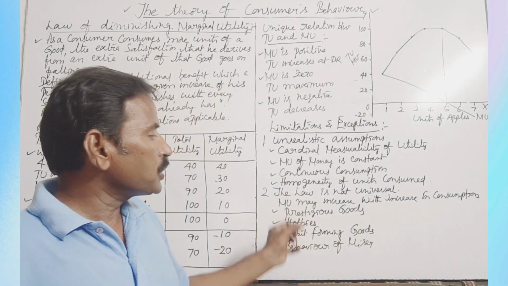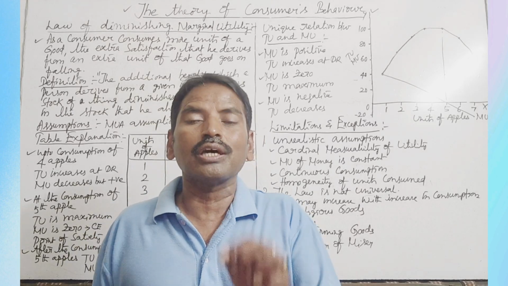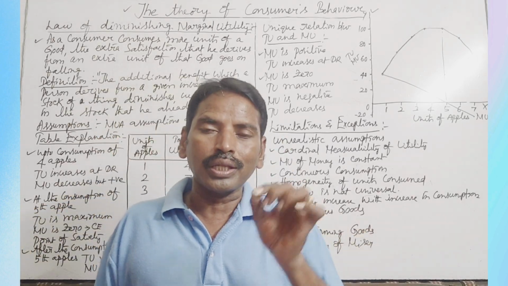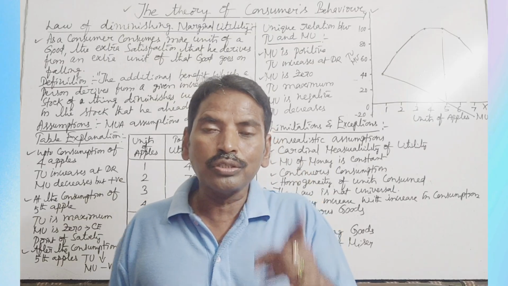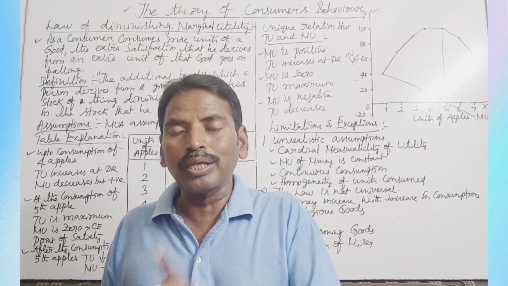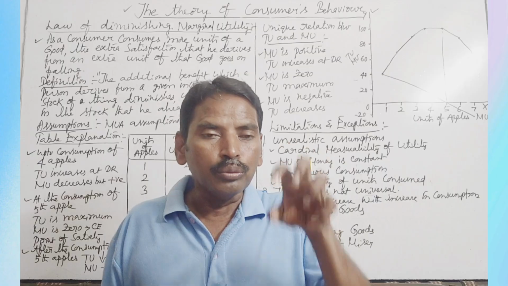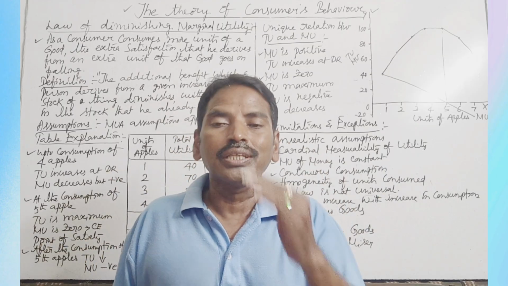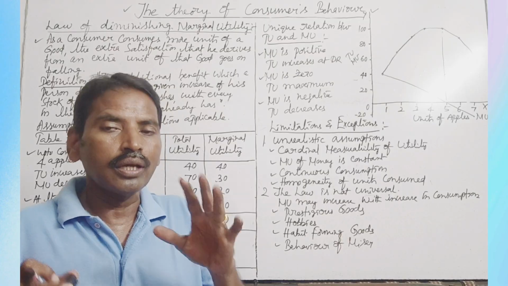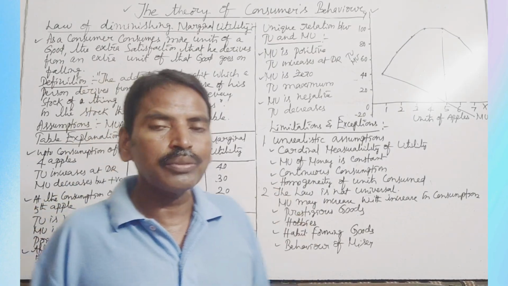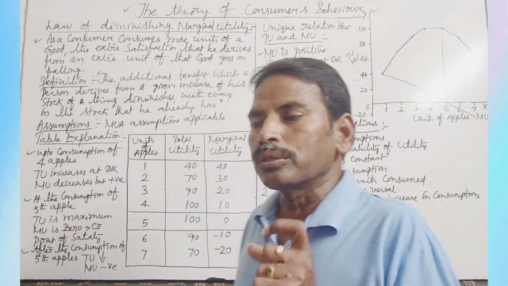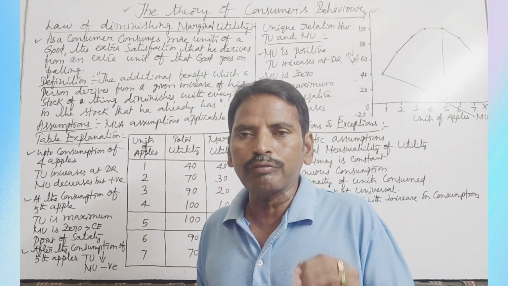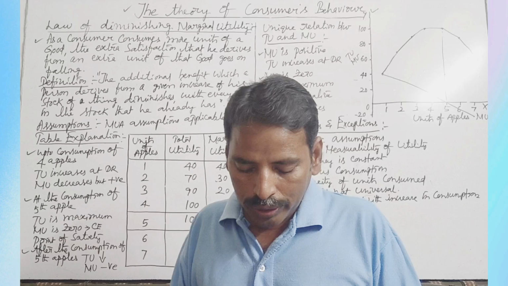The law is not applicable particularly in the case of the three Ms. One is music, second is money, third is miser. Music, miser, money: in these three cases, the law is not valid. The law does not work. This is the information regarding the law of diminishing marginal utility.